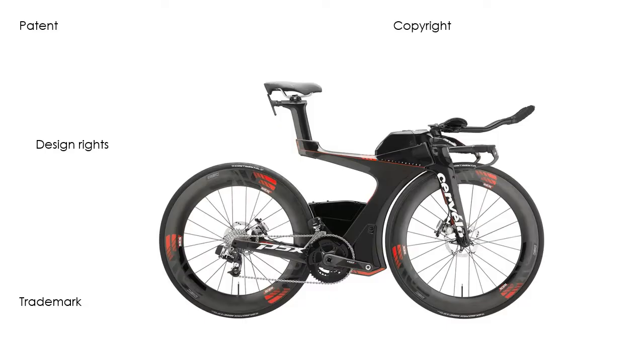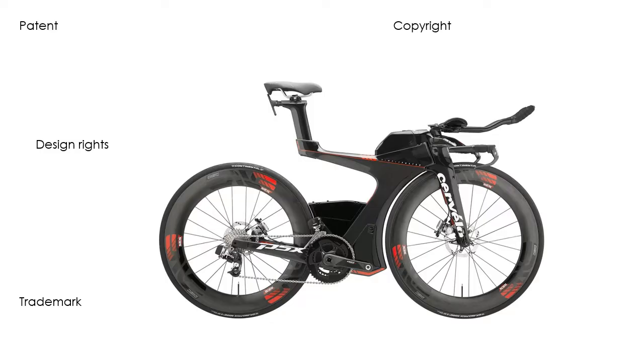Okay, so I'm going to get you to pause here and have a think how this product could use all four of these different types of intellectual property rights. So think about on this bike, very sophisticated, cool looking bike, what actually could be patented, what could be copyrighted, what could be a registered design, and what could be trademarked. So pause and have a go.